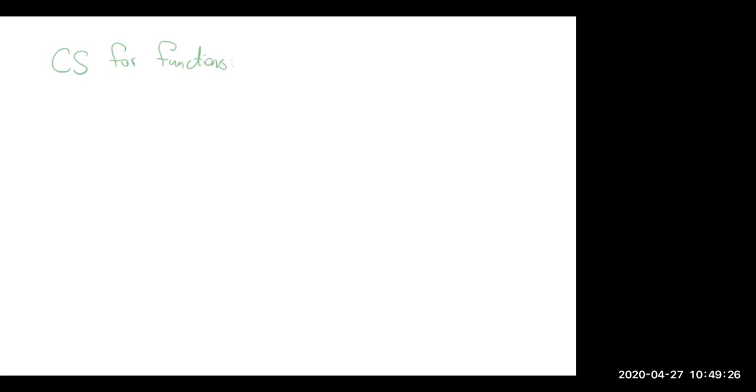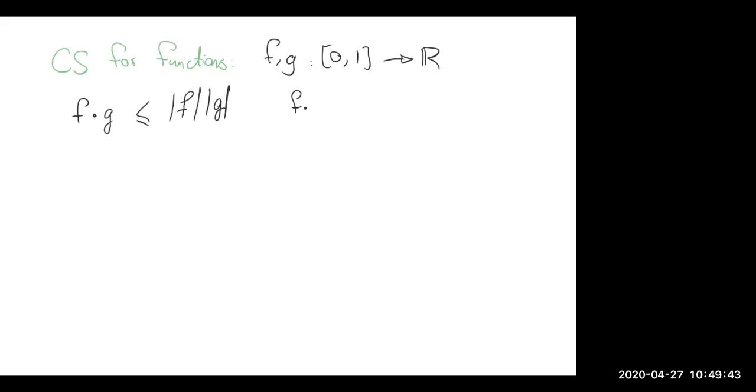Here we have functions, say we have two functions f and g from the interval 0 to 1 to R. Cauchy-Schwarz again says their inner product is less or equal than the product of their norms. The inner product of two functions f and g is the integral of f of x, g of x, dx from 0 to 1. And the norm is just simply the integral of the function squared.